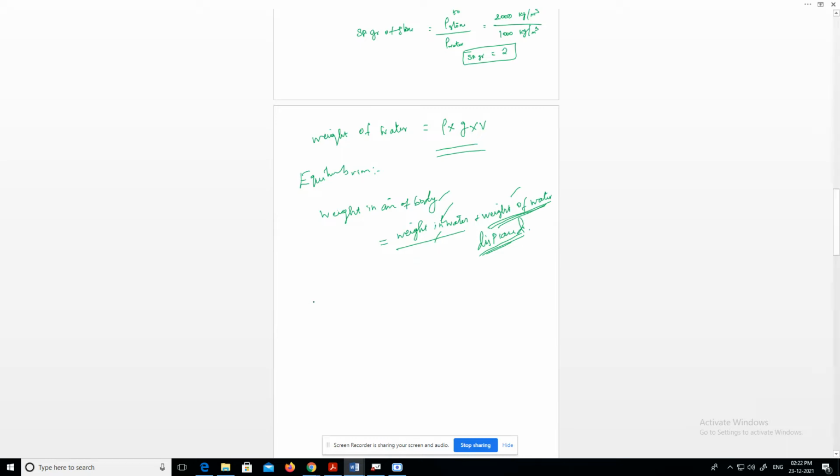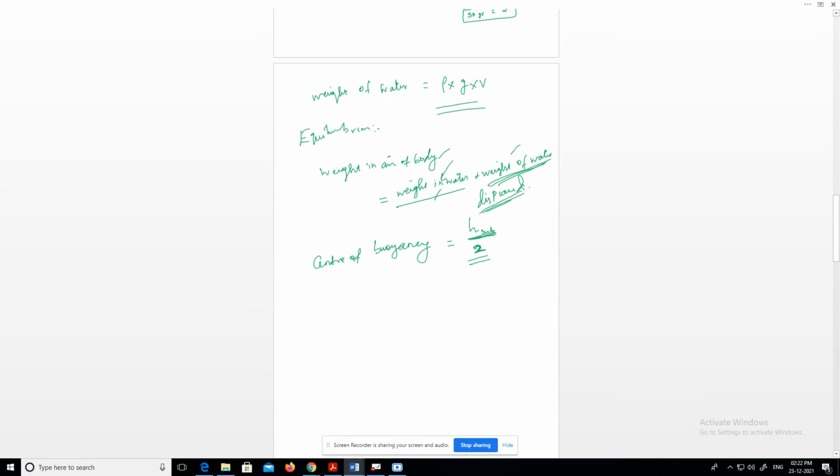So center of buoyancy is equal to submerged height to the half of the submerged height. Then the center of buoyancy will be located, right? From this, problems will be asked very simply. So we don't want to go in depth on these topics.